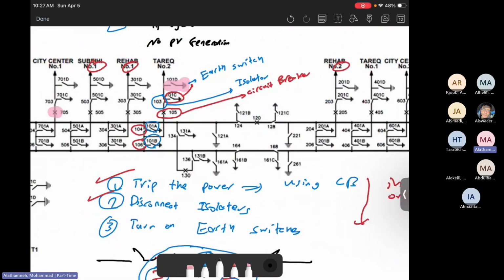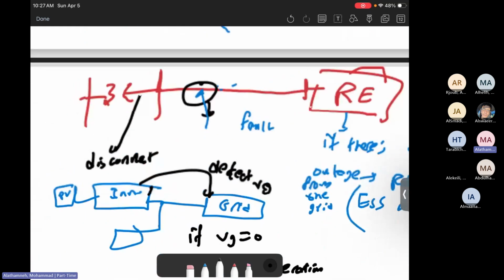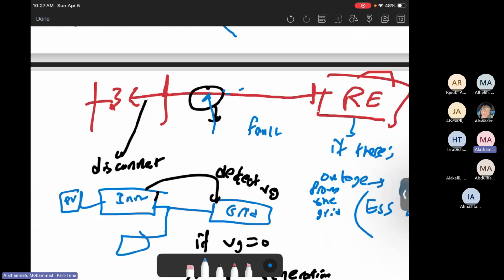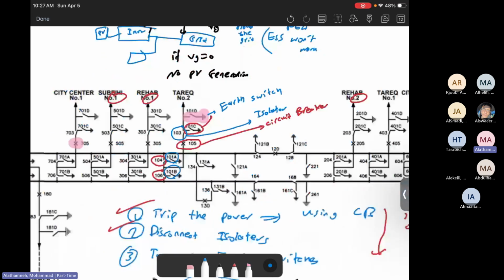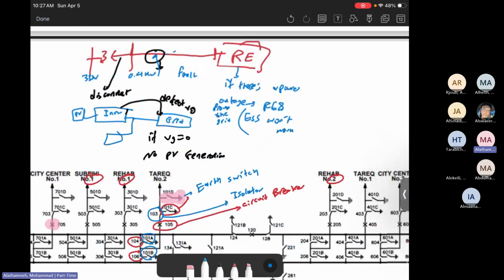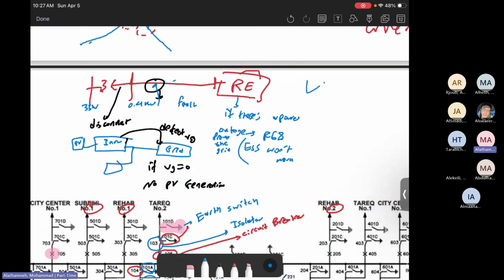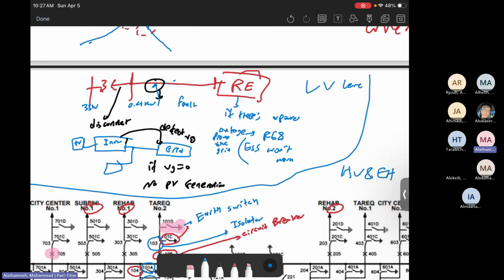Why? This substation is based on high voltage and extra high voltage, while this one is based on residential, because here the transformer is 33 kilovolts to 0.4 kilovolts. However, the transformers that we have here, as we will see, are based on 132 and 400 kilovolts, which is a very different topic. This is associated with low voltage level, the previous scenario, while this scenario is associated with high voltage and extra high voltage. So we need just to make it separate. Each one is different.